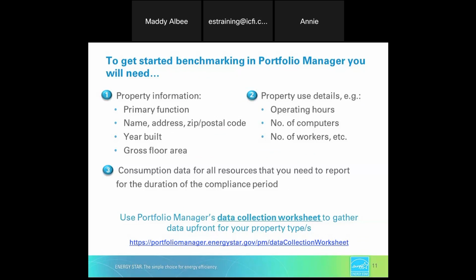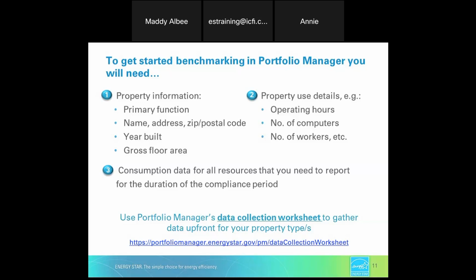So to get into it, to create a property in Portfolio Manager, all you need are the items that we have listed here on the screen under number 1. That is the property's primary function, the name, address and postal code, the year built, and the gross floor area. Once you enter all of those details, you will have a record.